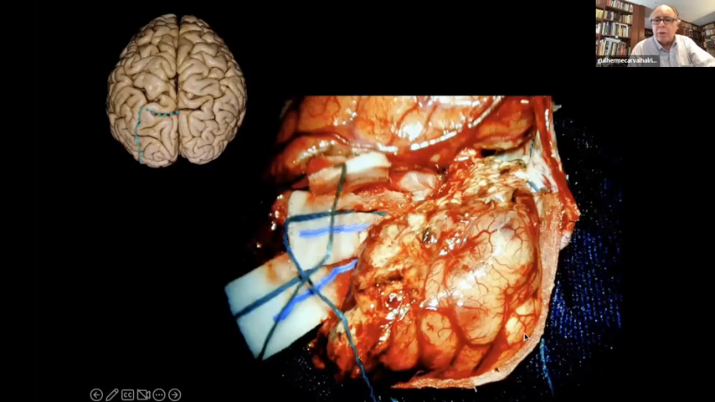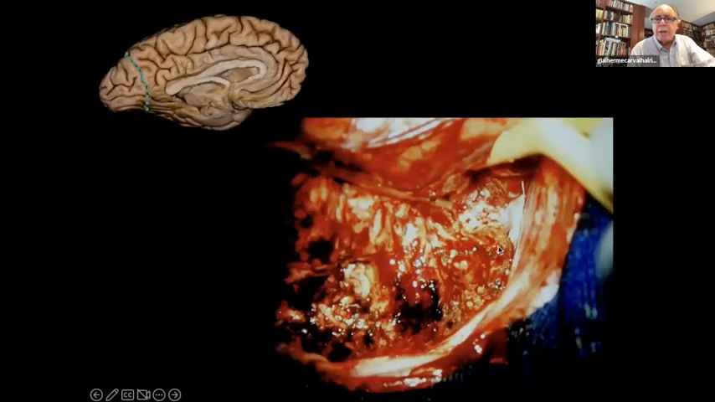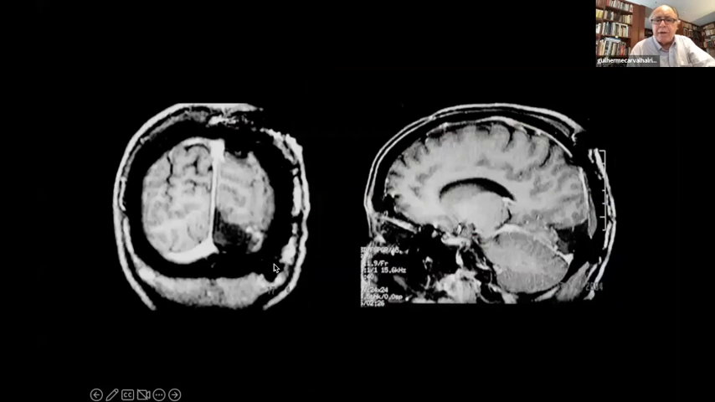You can see here the cuneus. You can see here the lingual gyrus. And you can see the anterior aspect of the lingual gyrus here. And I'm lifting the precuneus with my bipolar. You have to know where you are. And I did a very nice resection of the occipital pole.